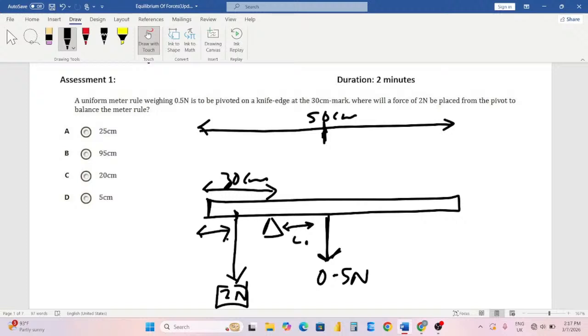So L2 will be 50 minus 30, that will be what? 20. So this side is 20 centimeter. But what would this side be? If you call this side X, the remainder will be what? 30 minus X.